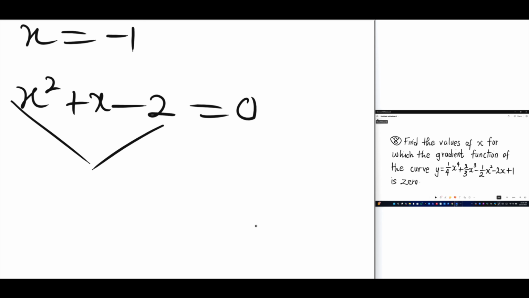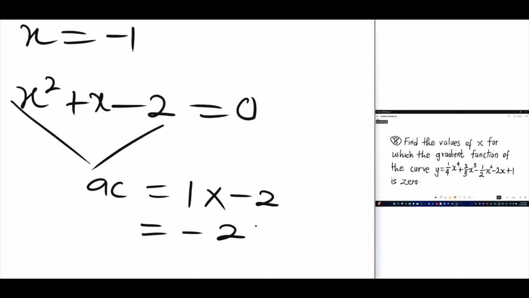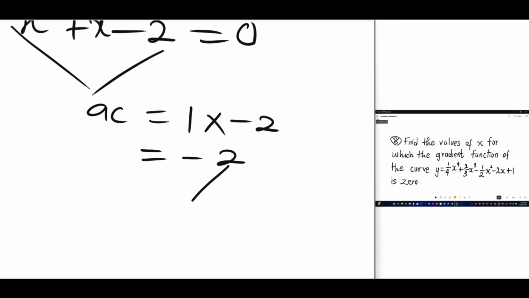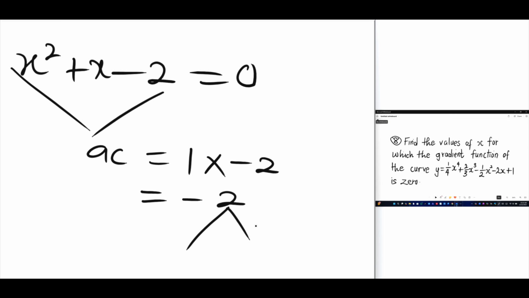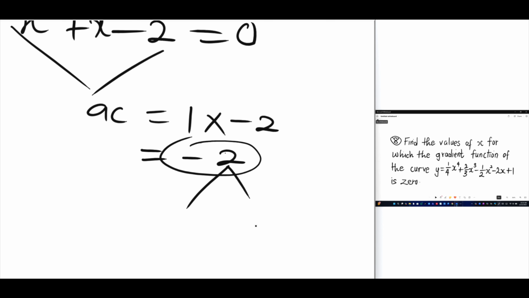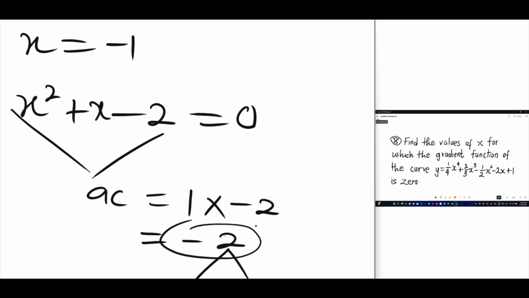You find your AC, which is a. So the coefficient of x squared is our a, which is 1. Then the constant term is our c, which is negative 2. We are going to get the result of negative 2. You find two factors of negative 2 that when you multiply, you get negative 2 as a result, but when you add, you get positive 1, which is the coefficient of the x.